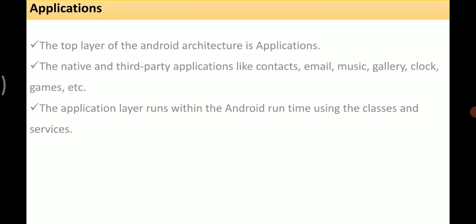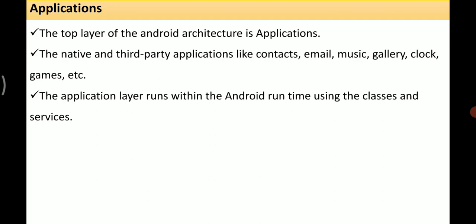The first component is applications. The top layer of the Android architecture is applications. The native and third party applications like contacts, email, music, gallery, clock, games. Whatever we build will be installed in this application layer. The application layer runs within the Android runtime using the classes and services that are made available from the application framework.